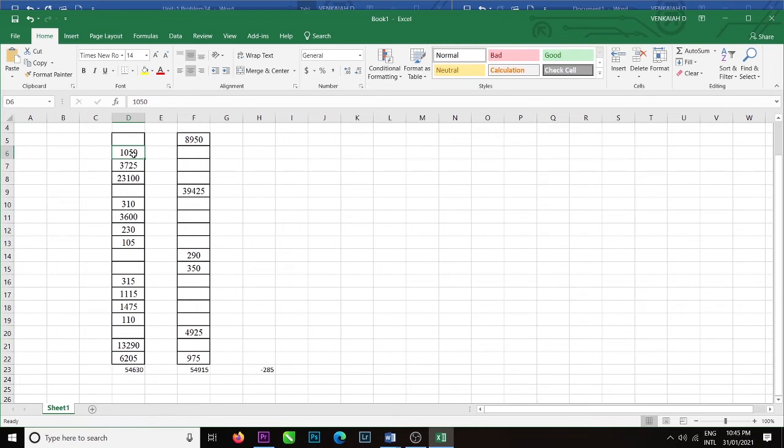1050, 3725, 23,100, 6205, 310, 3,600, 230, 105, 315, 115, 147, 110, 975, 975, 5560.